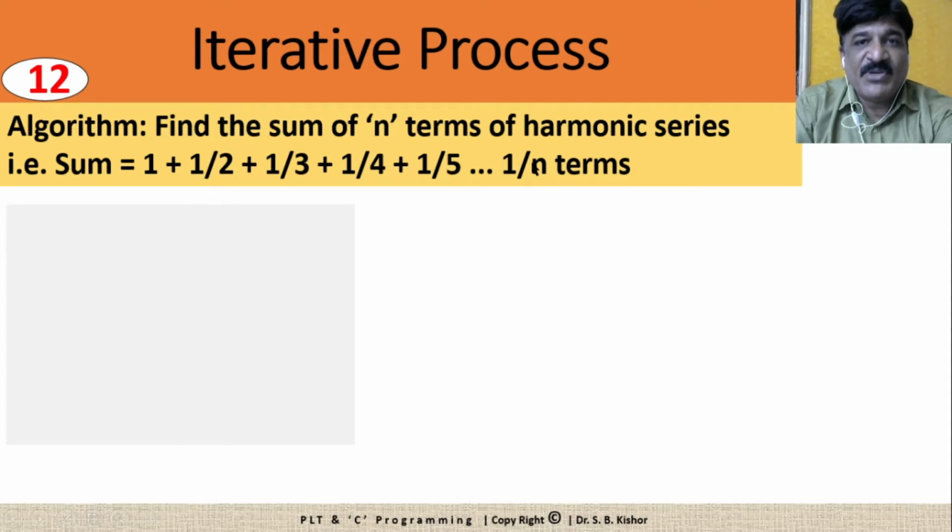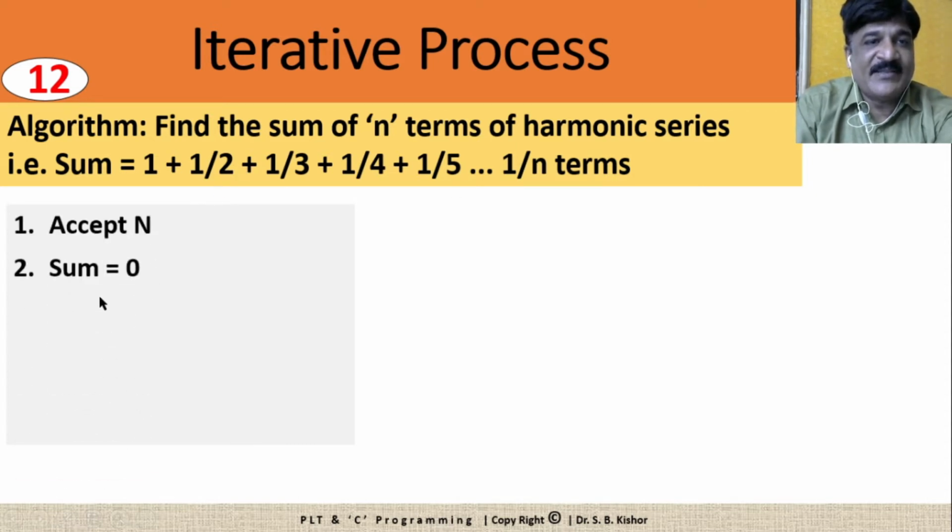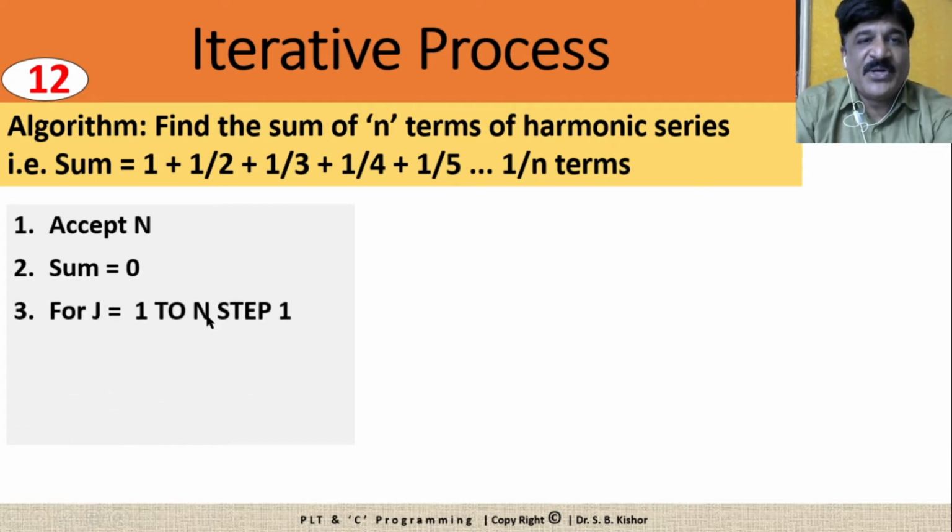So the value of the denominator is changing while the value of the numerator is a constant. The unknown value is n, so accept it. Then initially assume the value of sum is 0. Now for j is equal to 1 to n, sum is equal to sum plus 1.0 divided by j. Why so? Because in C language, whenever you divide an integer value by an integer, you will always get an integer. So in order to get a floating result, you need to convert one of these values, either numerator or denominator, into a floating constant. Again, remember, from the algorithm point of view, it is not necessary.